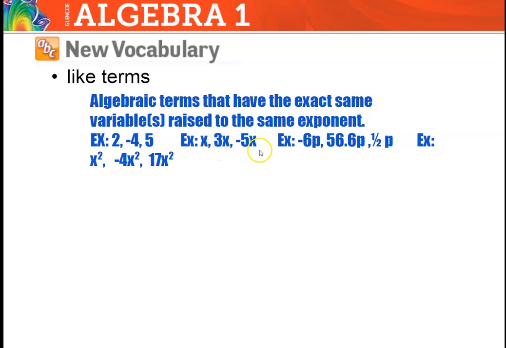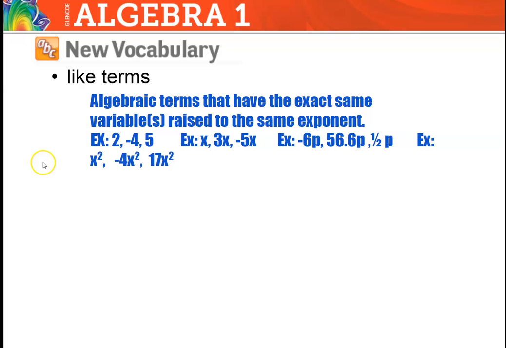x, 3x, -5x are like terms. -6p, 56.6p, 1/2 p, like terms. x squared, -4x squared, 17x squared are like terms. Now, one thing you need to be aware of, these terms here with the x squared and these terms here with just the regular x are not like terms, okay? Those are not like terms. You would not be able to put those together.